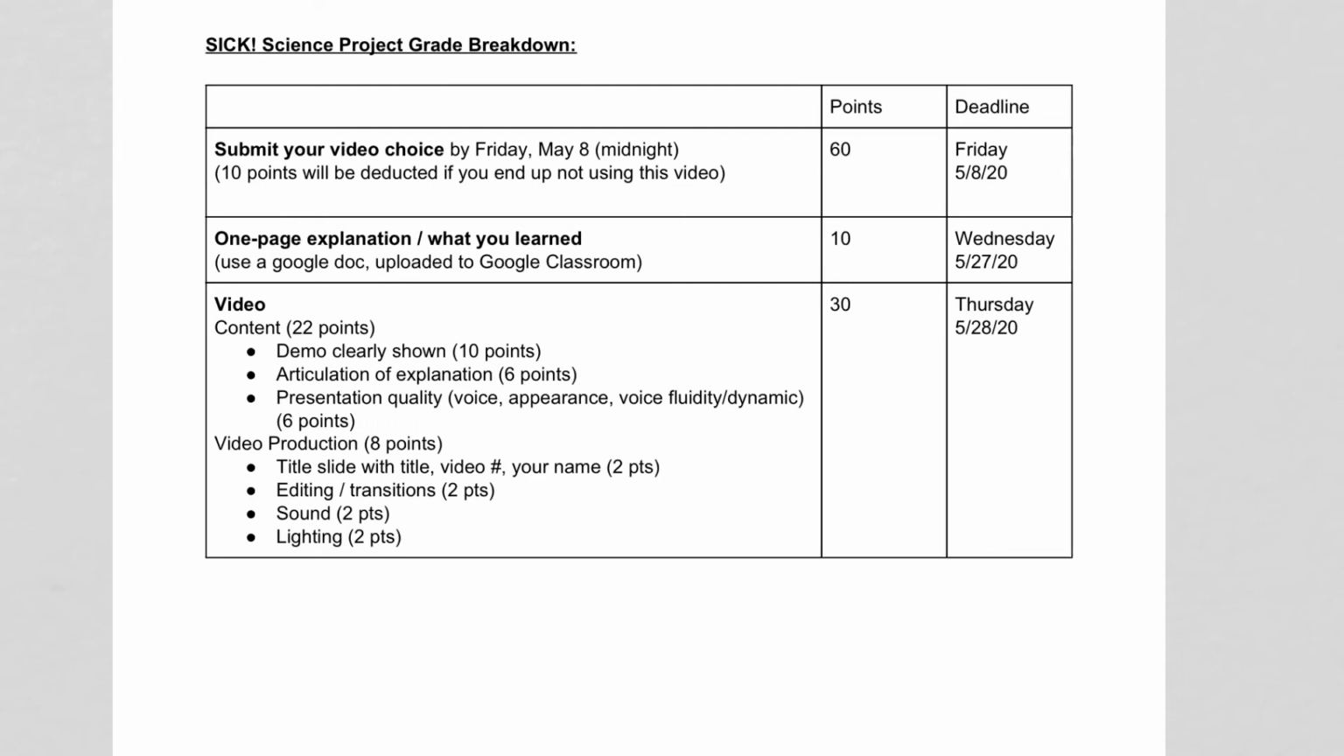You can see here that I'm going to separate the video into two parts: the content and the video production. The content being 22 points. Demonstration has to be clearly shown, so make sure you are able to show us what the demonstration is doing. You want to make sure it fills up the screen as much as possible. How well you explain the science is worth 6 points, and then the presentation quality, your voice, your appearance, how fluid your voice is, how dynamic your voice is.